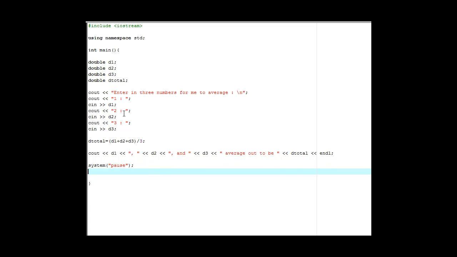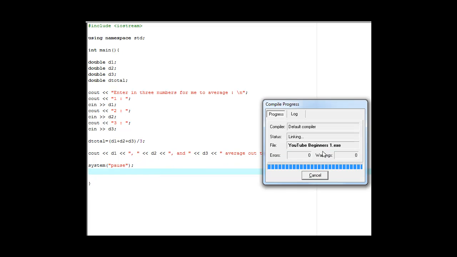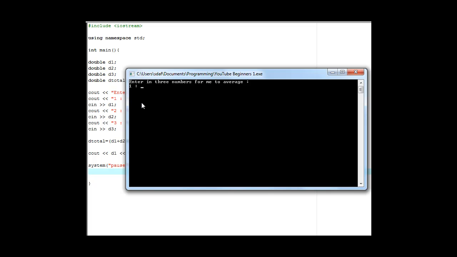So let's compile and run this, see if I made any errors. Nope, looks like I didn't make any errors. So it says enter in 3 numbers for me to average. Let's enter 5.75, 1000, and 80. 5.75, 1000, and 80 average out to be 361.917.